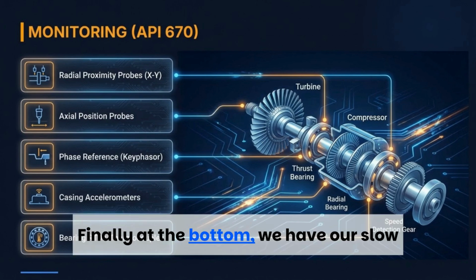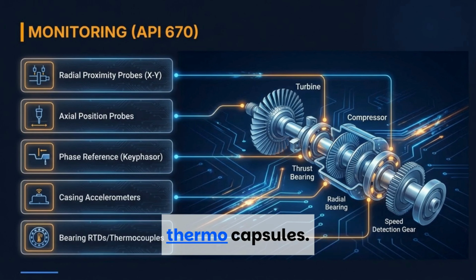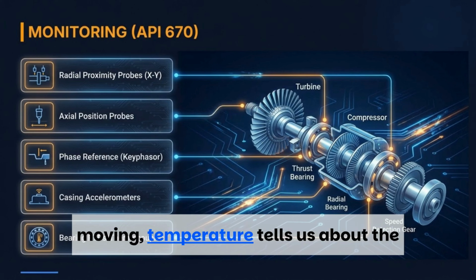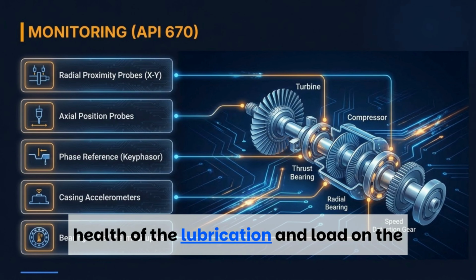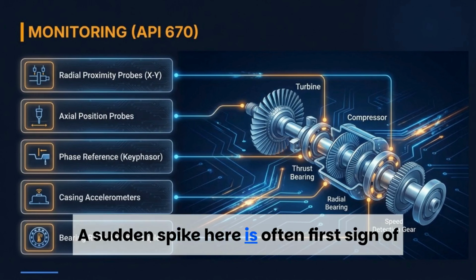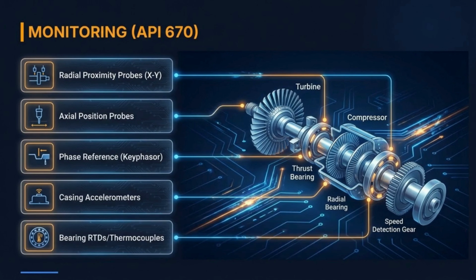Finally, at the bottom, we have our slow speed variables, bearing RTDs and thermocouples. While vibration tells us how a machine is moving, temperature tells us about the health of the lubrication and load on the bearing. A sudden spike here is often the first sign of an impending bearing wipe.